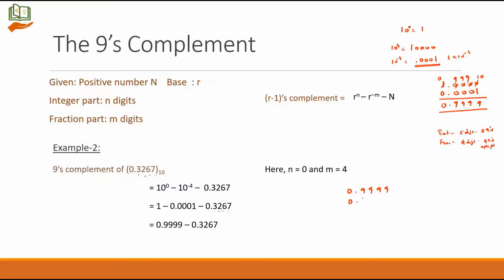0.9999, 0.3267. Just subtract them. 9 minus 7 is 2, 9 minus 6 is 3, 9 minus 2 is 7, 9 minus 3 is 6. 0.6732 will be the right answer.